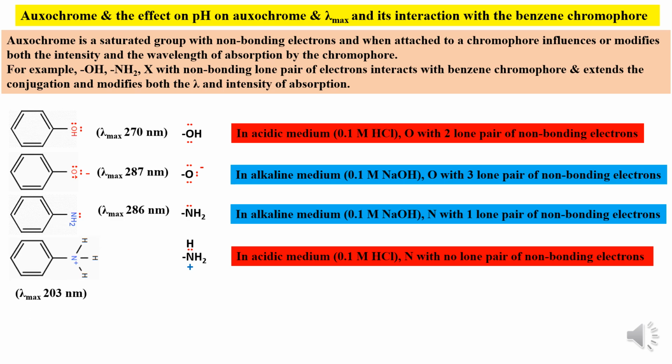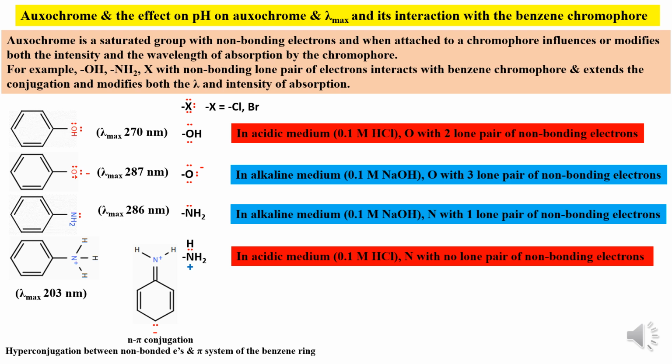And thereby you see the lambda max drastically reduces. So when you dissolve aniline in acidic medium and measure its absorbance, you find that the lambda max decreases from 286 nanometers to 203 nanometers. This is because of non-availability of the lone pair of electrons on the nitrogen atom, which happens due to protonation under acidic conditions. Another auxochrome, which is less encountered, is the halo group, which could be either a chlorine atom or a bromine atom.